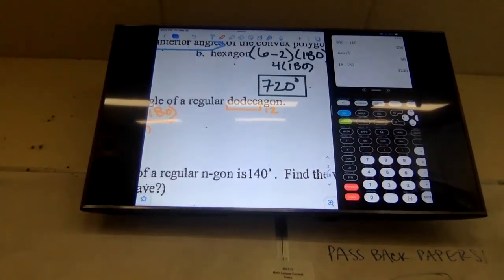So that's 12. So I'm going to do 12 minus 2 times 180, and then I'm going to divide by 12. So 12 minus 2 is 10. 10 times 180 is going to be 1,800.